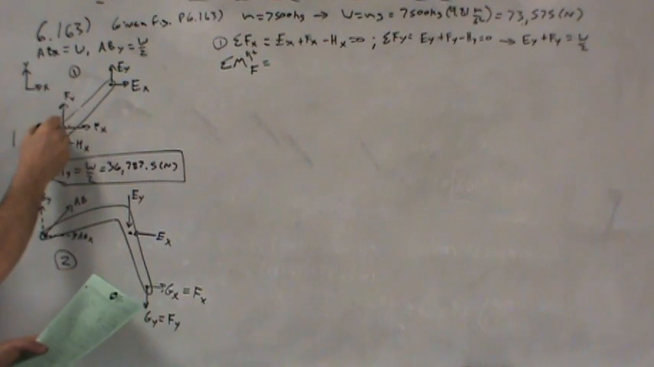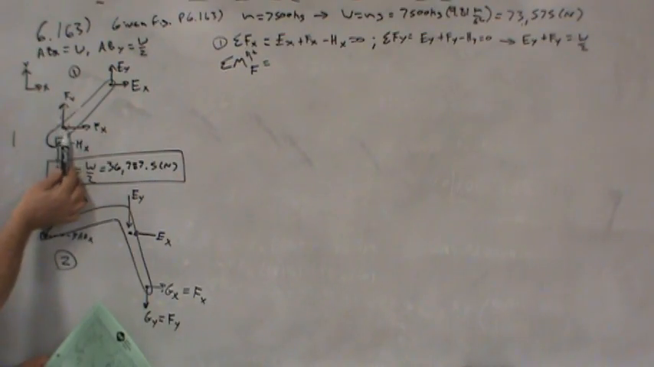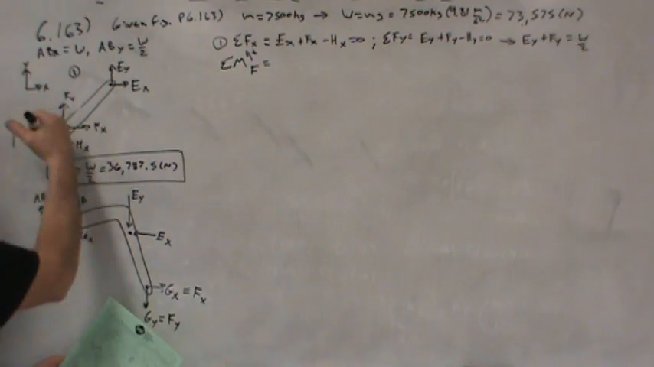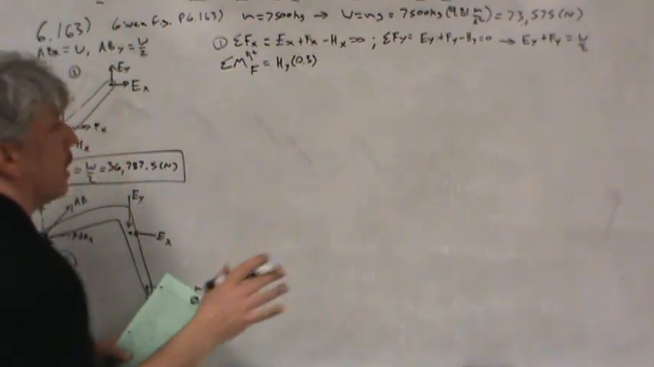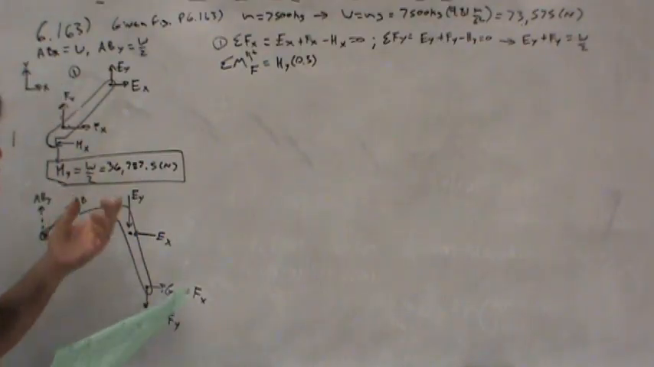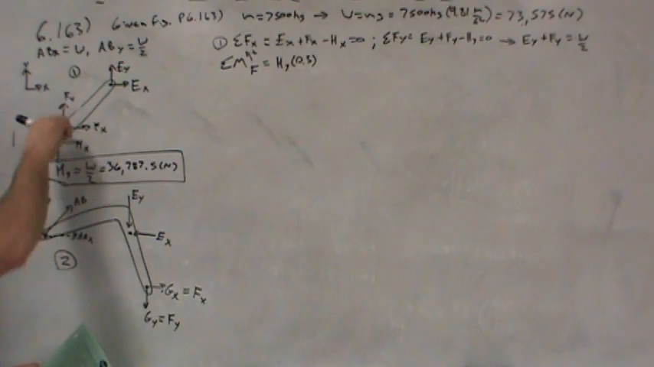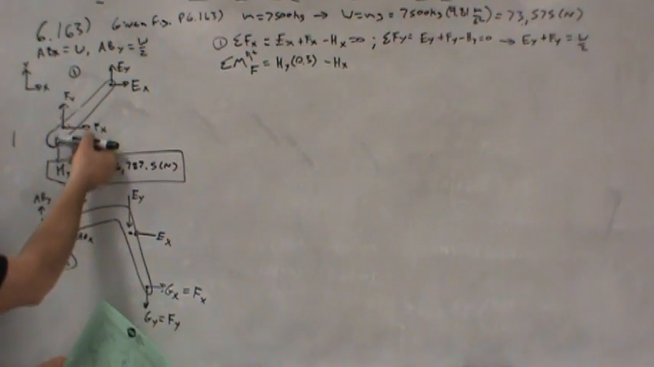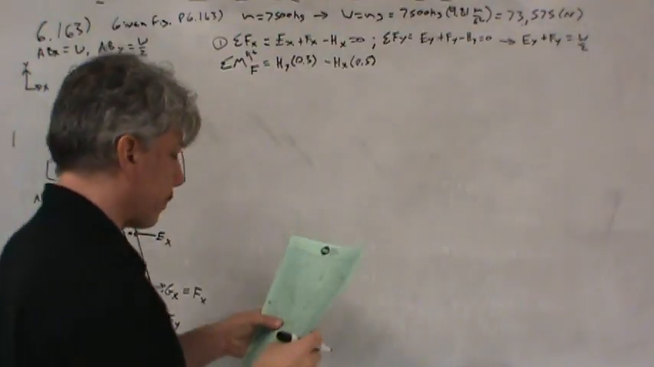Okay? Now, let's be careful. Hy, something we know. Some of these distances are hard to figure out. You really need to look at the figure. But Hy acting downward is going to cause a positive moment. So Hy times its moment arm is 0.3 meters. I'm not going to put units in here. All of my forces are in newtons. All of my dimensions are in meters. So I'll be consistent and everything will work out. Hx, on the other hand, pointing back this way, well, it's going to cause a negative moment. So minus Hx multiplied by the vertical distance between F and H, and that is 0.5 meters.